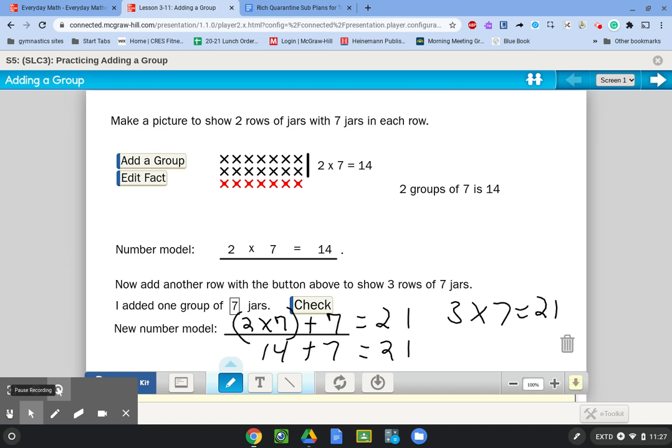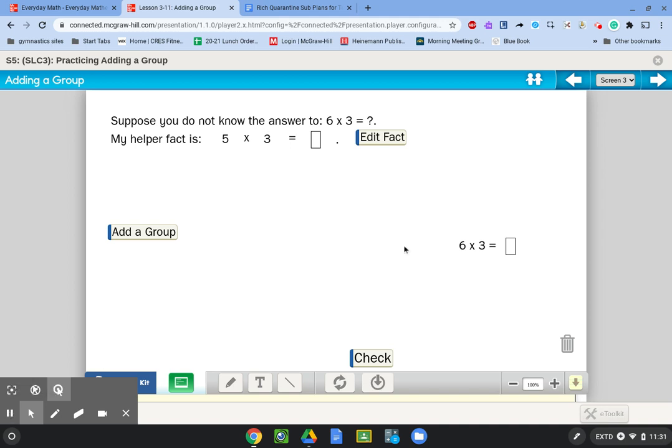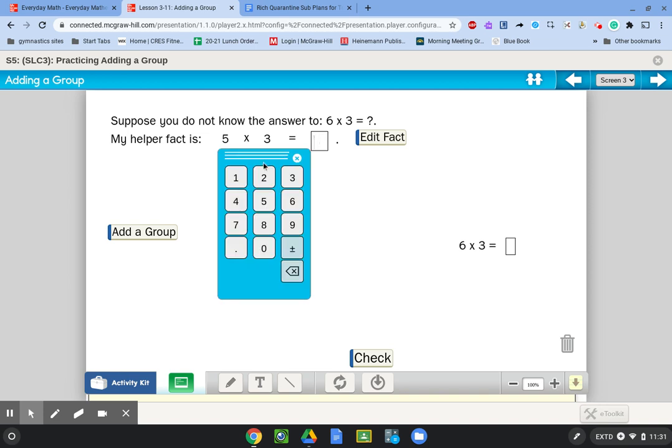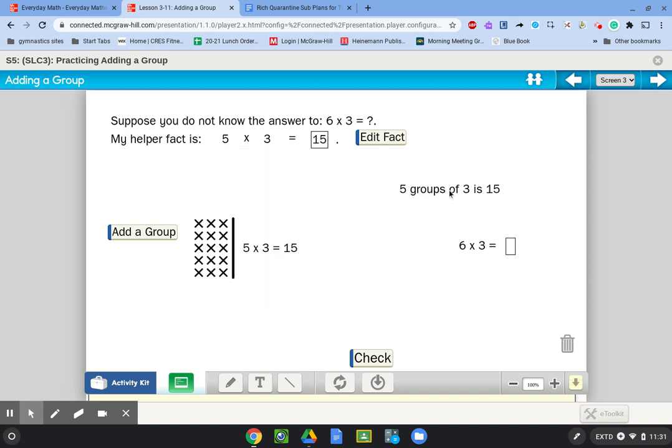Go ahead, if you haven't already, work on number 2, and I'll come back and show you the answers to number 2 as well. Okay, number 2, which is on page 91, says, suppose you do not know the answer to 6 times 3. You're going to use your helper fact of 5 times 3. Well, we should know that 5 times 3 is 15. Okay, so that's 5 groups of 3 is 15. And here's how you'd make that as an array, right?